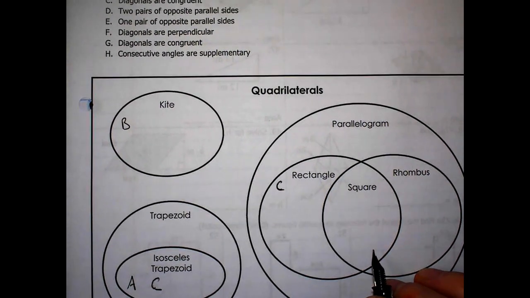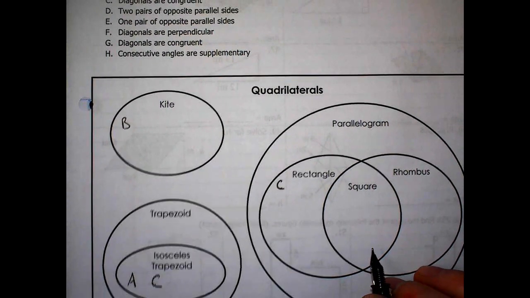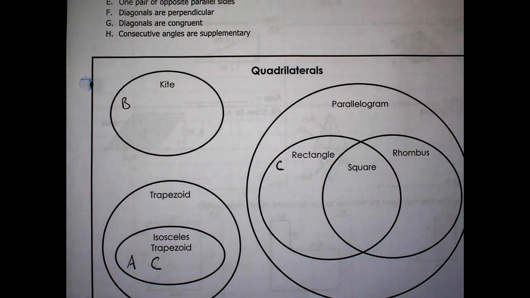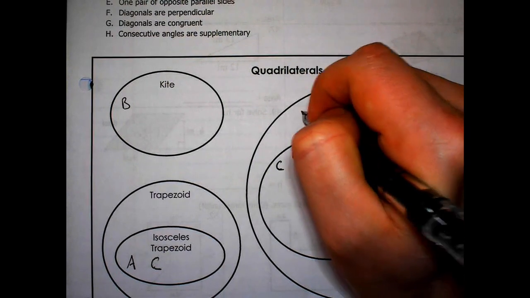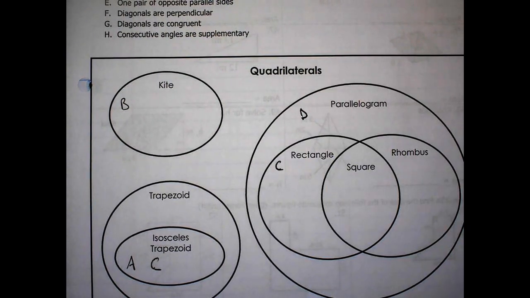D. Two pairs of opposite parallel sides. Two pairs of opposite parallel sides is a property of a parallelogram. Matter of fact, it's the definition. That would be D. E. One pair of opposite parallel sides. This is the definition of trapezoid.